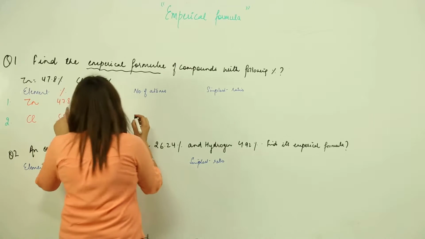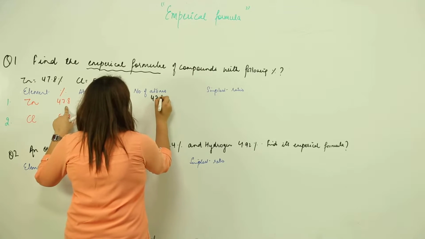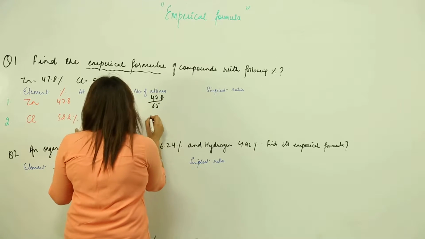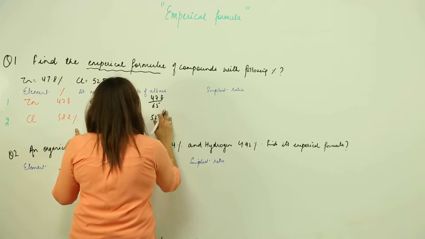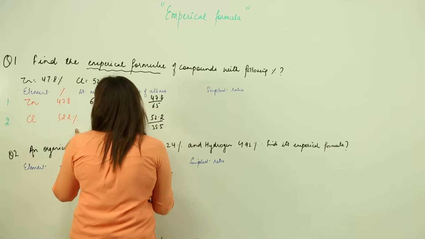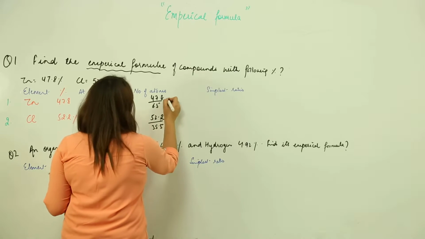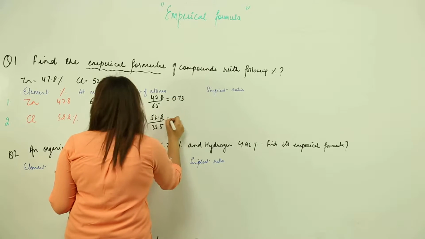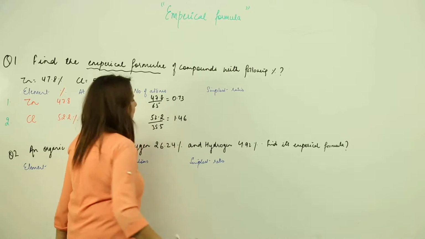So how can we do that? By dividing the percentage by the atomic mass. So I am doing the same here, 52.2 divided by 35.5. What do I get as a result? I get 0.73 and 1.46.